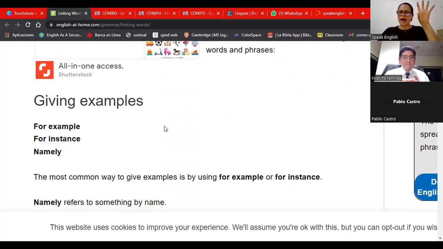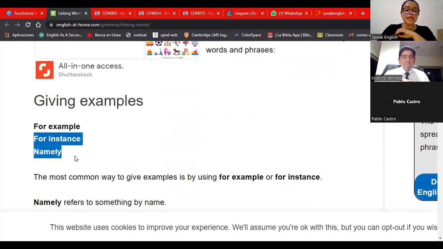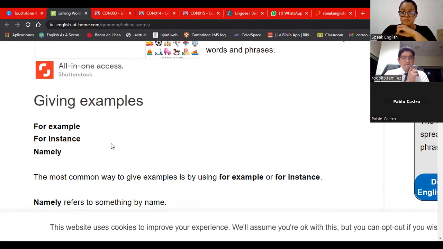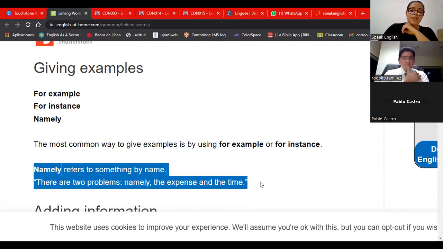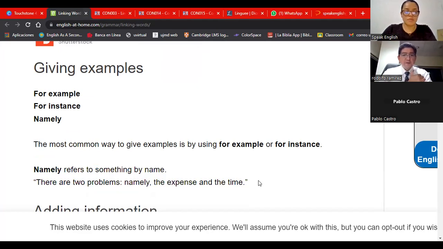Namely, very good. Have you heard of these words before? Just for example for me. Okay. For instance and namely, these are new for you, Rodolfo. Yes, it is. And for you, Pablo? I knew for example, for instance, but namely is new for me. Okay. Let's see the information of namely. Rodolfo, please read it. Namely refers to something by name. There are two problems, namely the expense and the time.